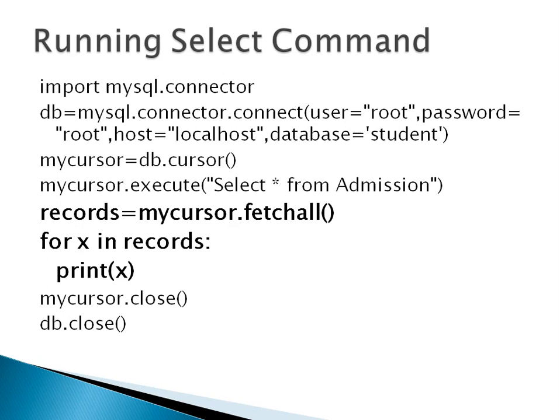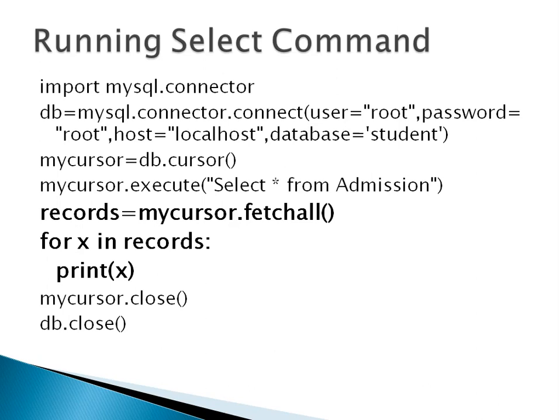To read those records, we have the functions fetchall, fetchone and fetchmany. We have used fetchall so that we can fetch all the records from the table and store them in a result set called records. My cursor is the cursor object that we created, and through it we fetch all the records. When the fetchall command is executed, those records are saved in a result set object called records.